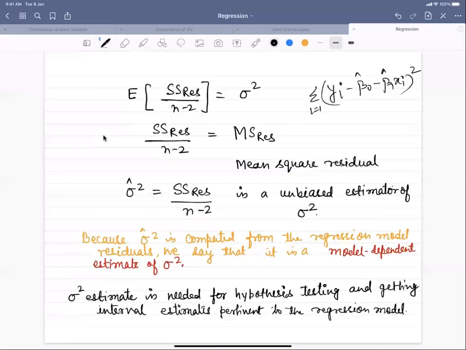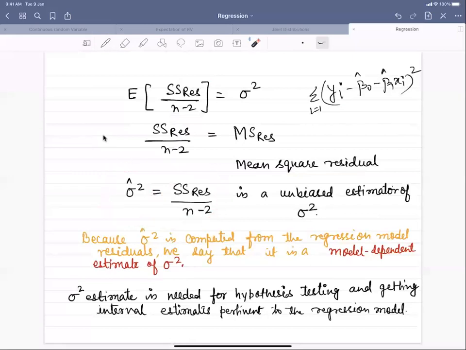Often we need this estimate of sigma square. You must be thinking, why do we need it? We need to assess the goodness of fit of the regression model sometimes, that is, how good our regression model is. For that, the estimation of sigma square is needed. Often you will need it for hypothesis testing and for getting interval estimates for certain parameters of the regression model. So it's a pretty important parameter. Sigma square is a pretty important parameter in regression analysis. And in practical situations, we compute it from the sum of squares of residuals divided by n minus 2.